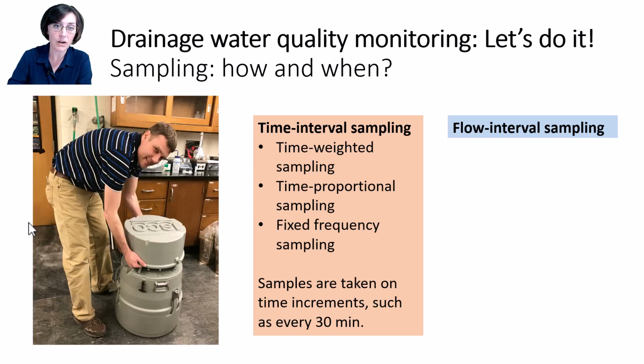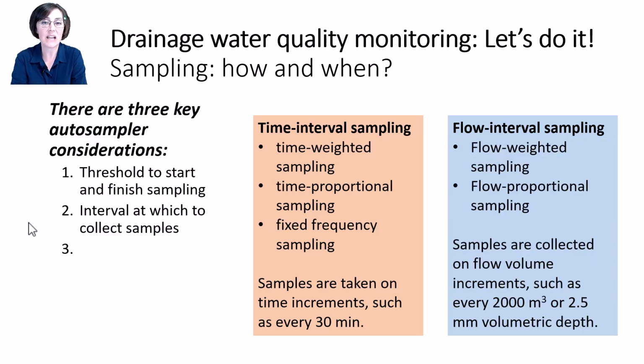However, remember, an autosampler only has a set number of bottles. So if you set the time frequency too close, you'll end up with all your bottles filled and you might not have captured everything you wanted to capture. Or the other risk is that you could end up with way too many samples to analyze.